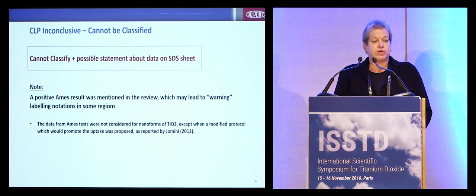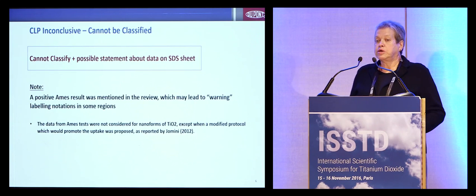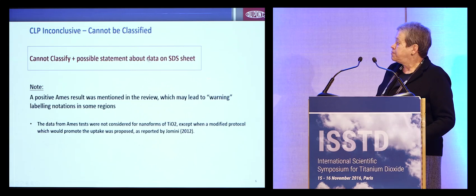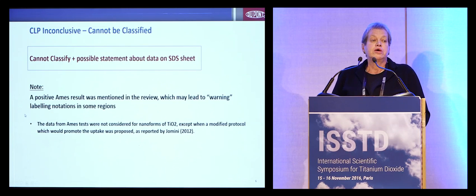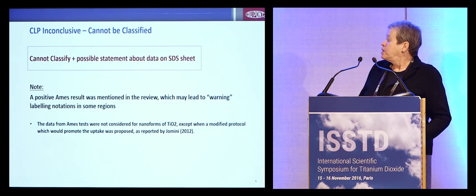CLP inconclusive means it cannot be classified. Well, this might be a problem, frankly, because when you cannot classify, you still might have a possible statement about the data existing on your SDS sheet. There was a note in the ANSES document that there was also a positive Ames result, which was mentioned. This might lead to a warning labeling notification in some regions. We just have the situation for another material in Japan, where there is one positive Ames result, and they are labeling it as a class 1 germ cell mutagen.